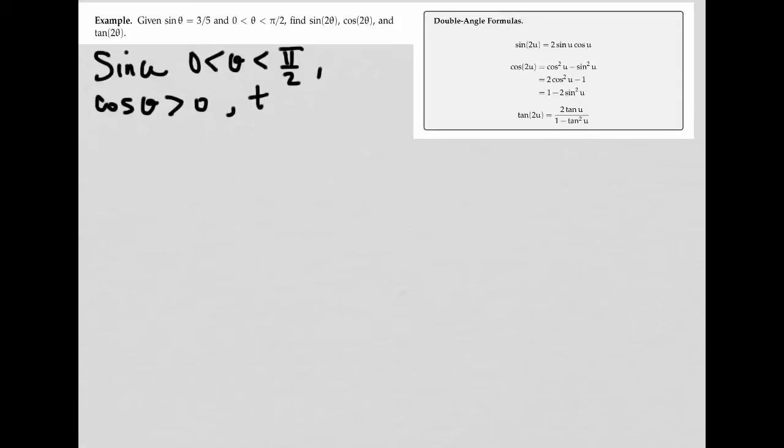Next, given that sine theta is 3 over 5 and theta is an acute angle, find sine of 2 theta, cosine of 2 theta, and tangent of 2 theta. So, first of all, notice that since theta is an acute angle, this means that cosine theta is positive and tangent theta is positive as well.